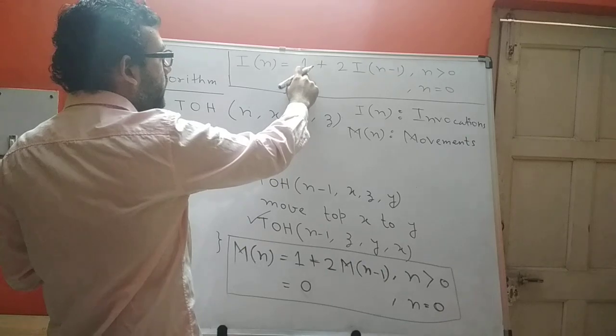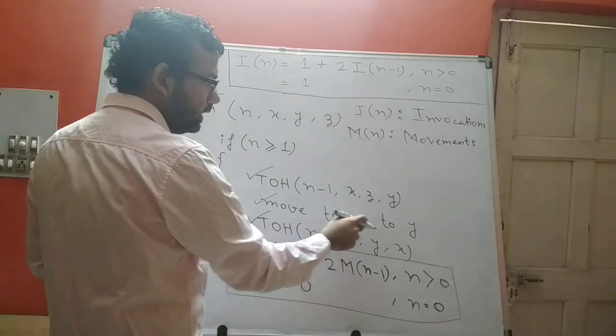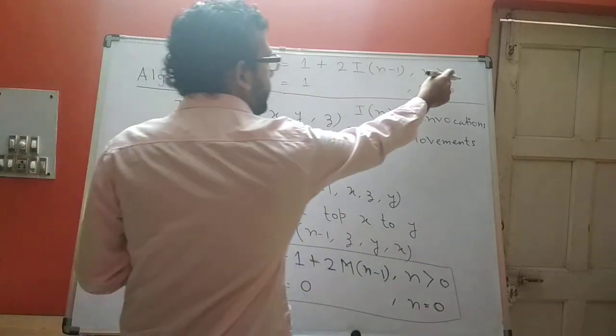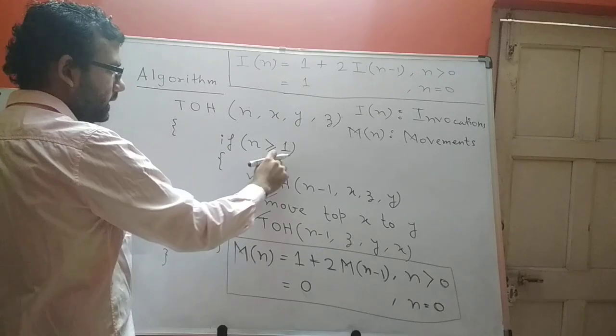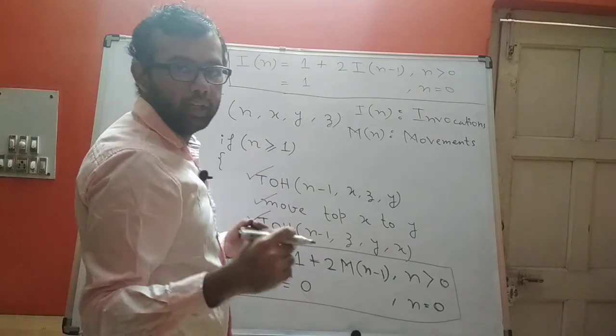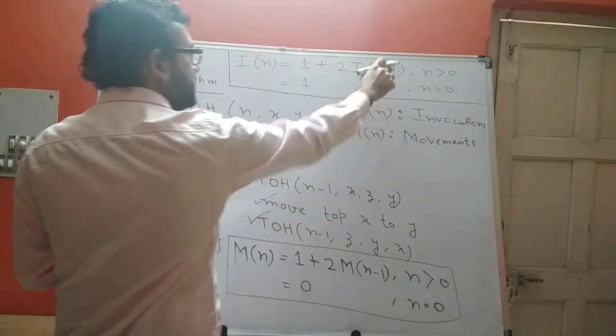And what about this one? This one is for this trivial step of moving one disk from X to Y. And this will happen when n is greater than 0. That means when this condition is satisfied, you are having at least one or more disks. So for n greater than 0, this is the condition.